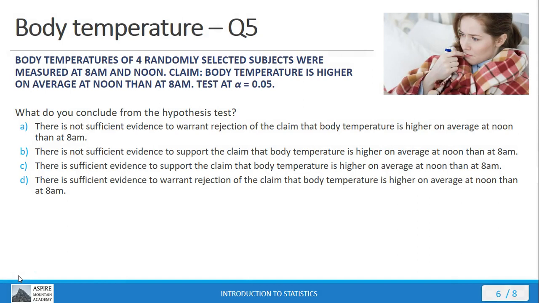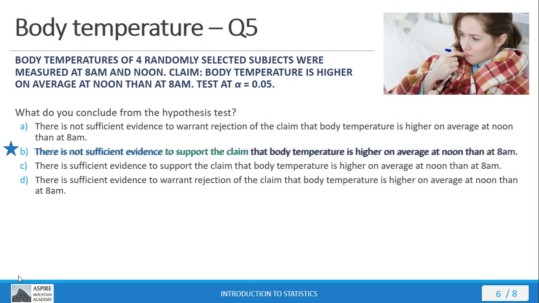Next, we turn our results into an actual conclusion that we can word so other people can understand it. It's the same pattern that we've seen here before. So for this hypothesis test, we fail to reject the null hypothesis. Therefore, there is not sufficient evidence, and we have a one-tail test. Therefore, we want to support the claim, and that means we're going to select answer option B.